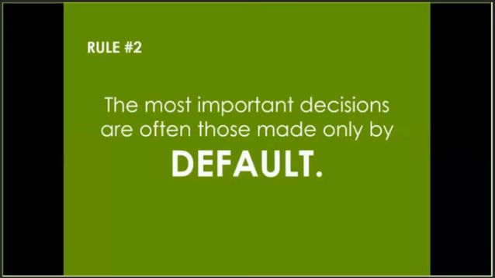Rule number 2. The most important decisions are often those made only by default. Automate the system as much as possible. Default decision making is more efficient than delegation. Delegation still brings about the human element and experience. So it may seem like a simple decision to you, so you delegate it out to someone and they may not have the experience in that realm and somehow miss the boat in terms of the conclusion they come to.